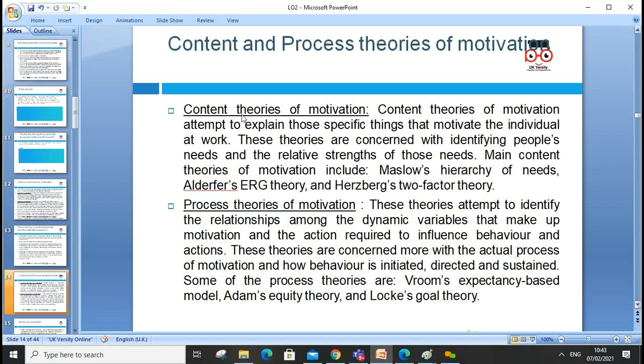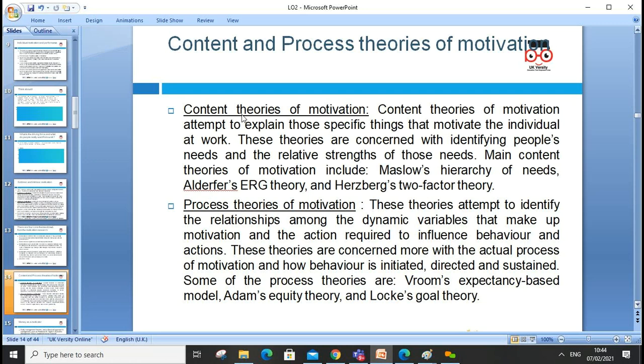Okay, content and process theories of motivation. Content theories of motivation attempt to explain the specific things that motivate people. These theories are concerned with identifying people's needs and the relative strength of those needs. So the main content theories of motivation include Maslow, which we discussed earlier, Maslow's hierarchy of needs theory.